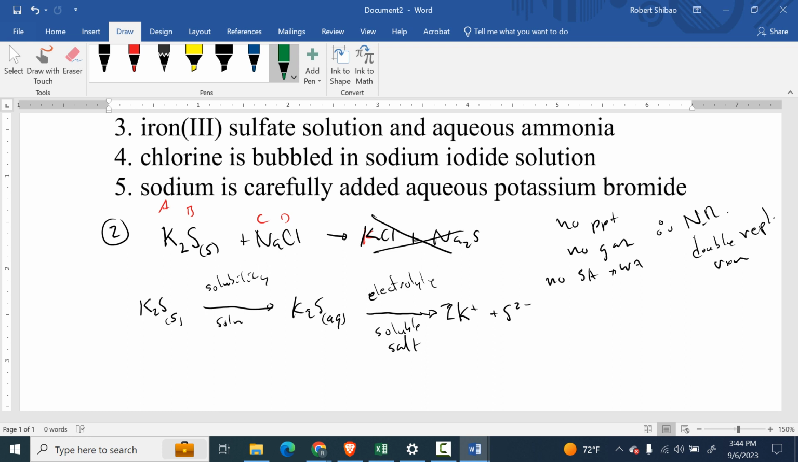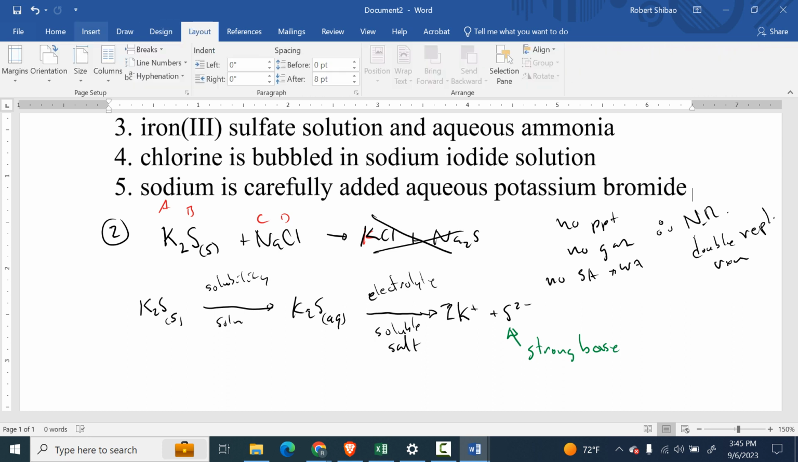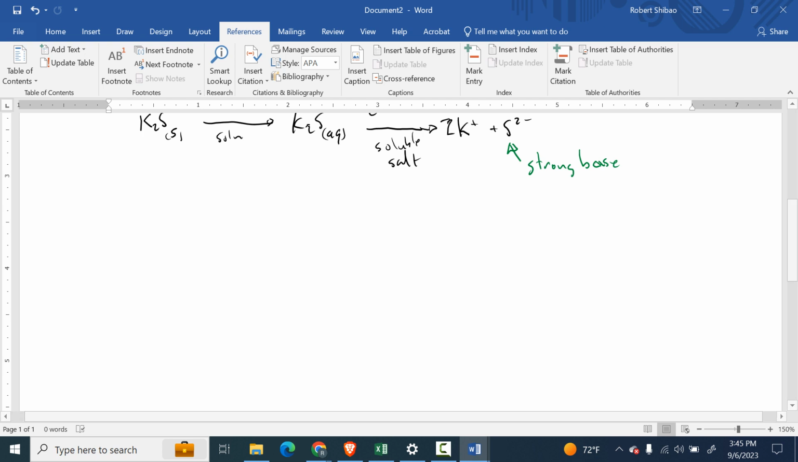Now, what you should recognize is sulfide is a strong base. So immediately I see a strong base, but do I see any acids? No. However, there is an acid present. What's the acid that's present? Water. And so let's take a look at the strong bases. A lot of you have already memorized the 7 common strong acids, but have you memorized the strong bases? No. So what are the strong bases?